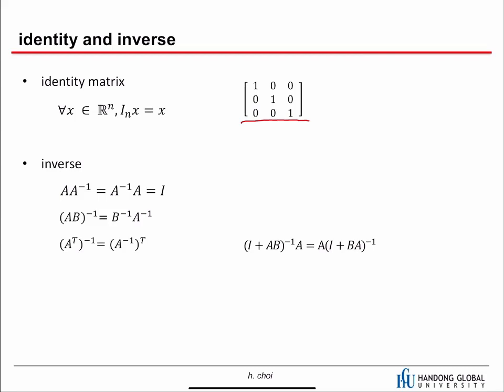And for the inverse, A times A inverse should be I, and A inverse times A should be I too. And the inverse of A times B is B inverse times A inverse. And A transpose inverse is A inverse transpose. And we can have this kind of complicated inverse matrix. You can try this matrix by yourself.